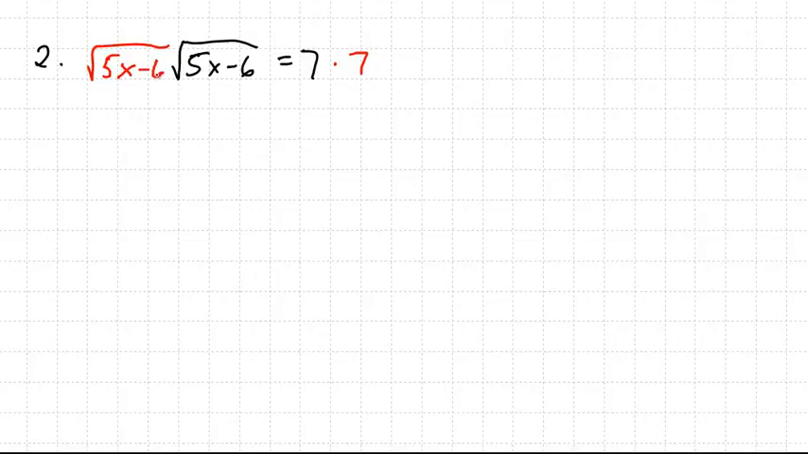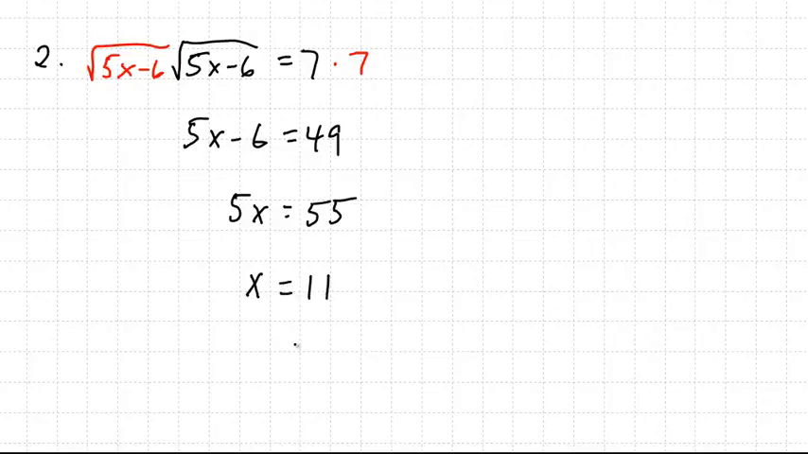Question number 2 asks us to solve root 5x minus 6 is equal to 7. I'm going to do the same trick as before. Multiply the right side by 7. Multiply the left side by root 5x minus 6. So what we have is 5x minus 6 is equal to 49. Add 6 to both sides. We have 5x equals 55. Now divide by 5 on both sides, so x is 11.